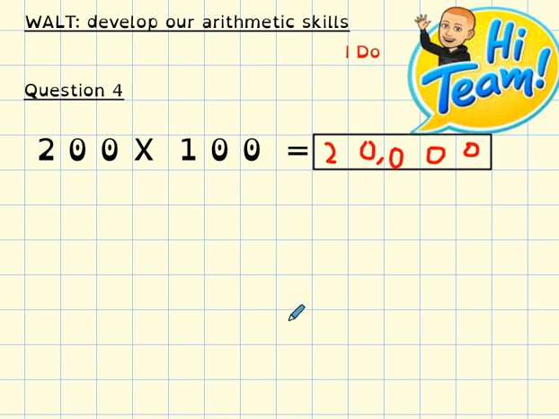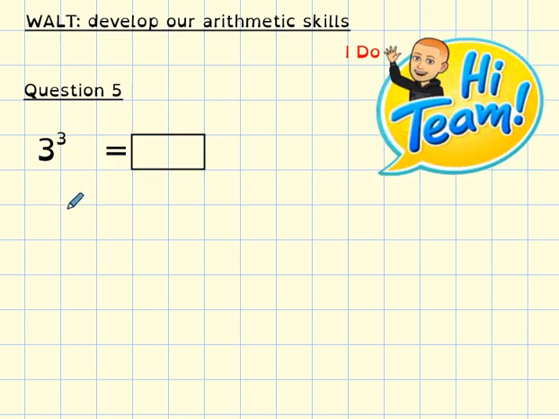Question 5, halfway there for me. 3 cubed, or anything cubed, means the same number multiplied together 3 times. The misconception can sometimes be to multiply it by 3. That isn't what you need to do.